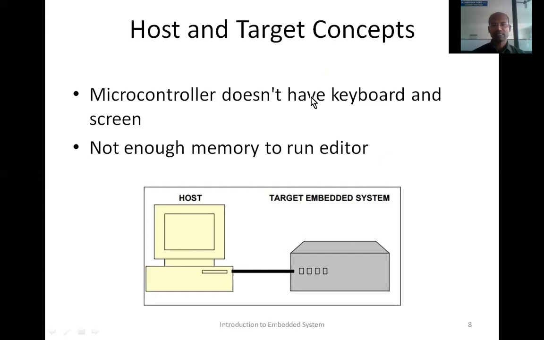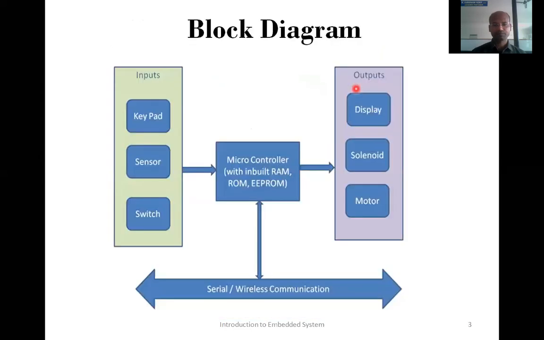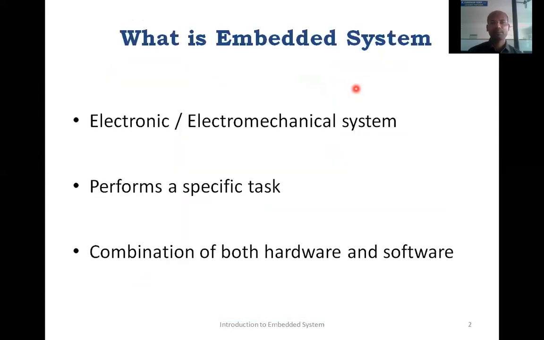So these are the different things that we have learned in this session. So let's take a short revision. So what is an embedded system? An embedded system is an electronic system or electromechanical system which is designed to perform a specific task. It cannot do many tasks like a general purpose computer.